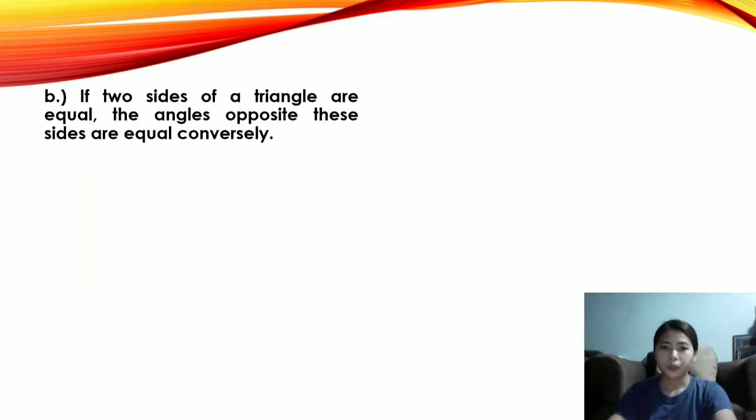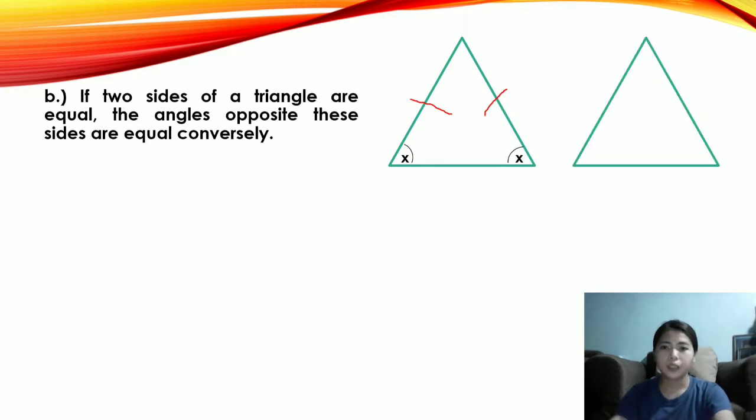Now we have letter B. If two sides of a triangle are equal, the angles opposite these sides are equal, and conversely. So we have here a triangle. If these sides are equal, therefore the base angles are also equal. So if this is x, the other base angle also measures x. So if this is 50 degrees, therefore the other also measures 50 degrees.